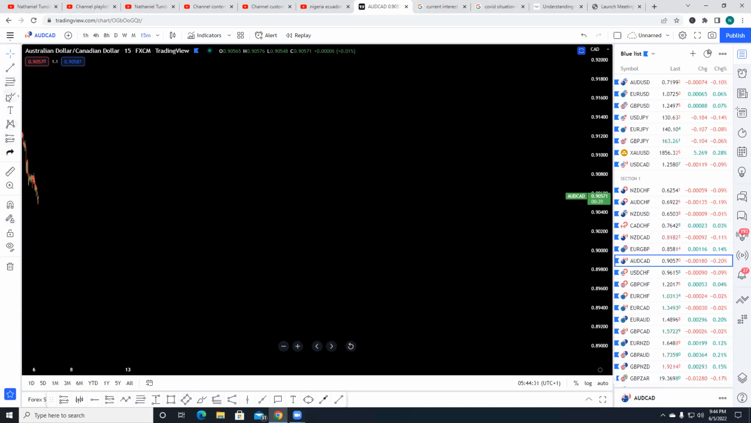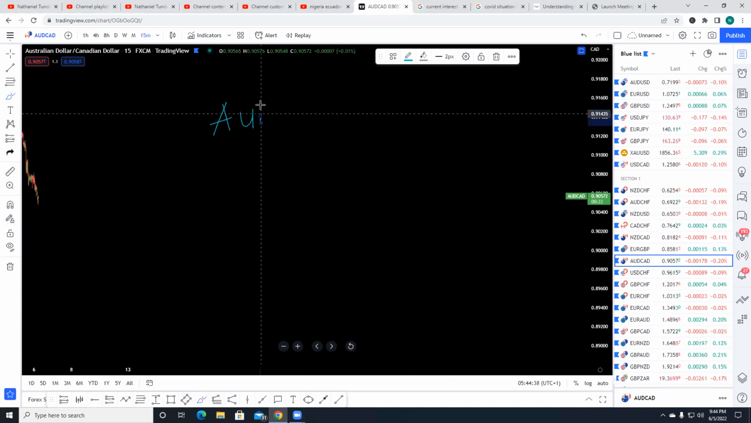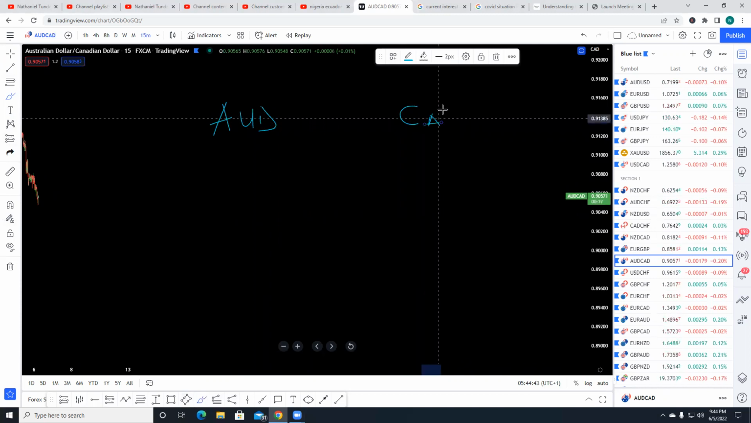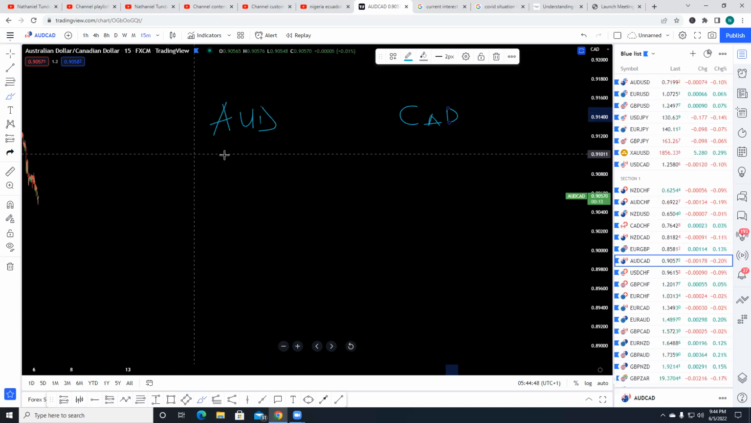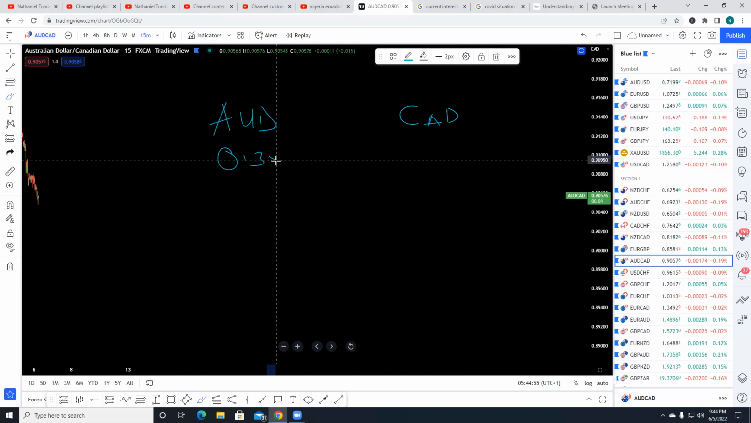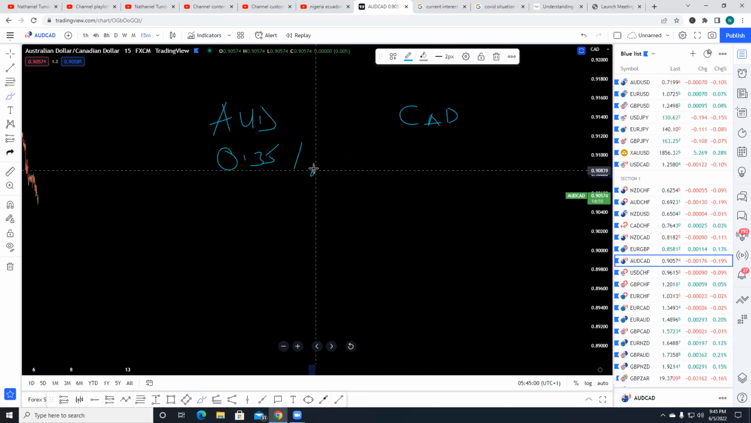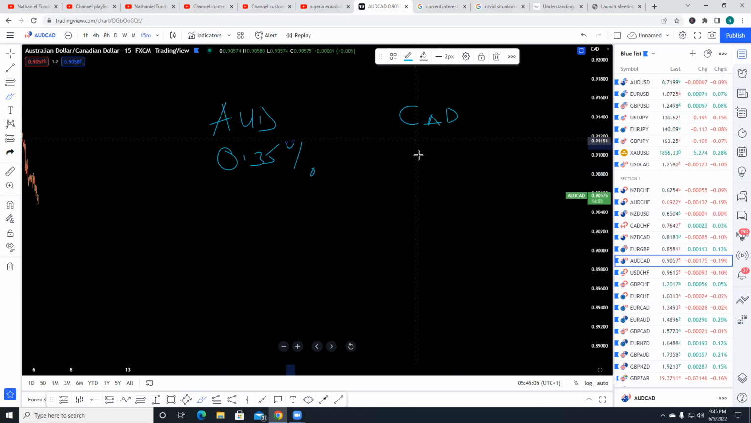What are the currencies involved in this pair, guys? AUD and CAD. First, find out the interest rate on each. The current interest rate of AUD is 0.35%. That of CAD is 1%.